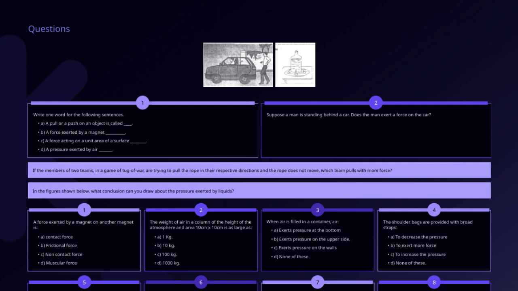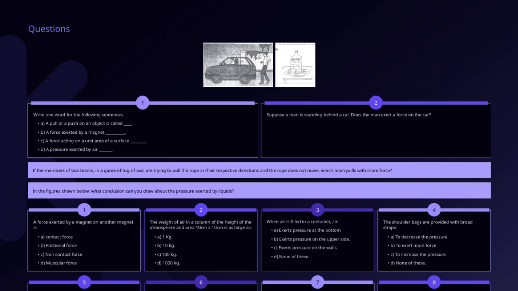The scientist who invented a pump to extract air from a vessel was Robert Boyle, who contributed significantly to our understanding of pressure and vacuum. For measuring pressure in fluids, we use a device called a manometer. Pressure in solids depends on the force applied and the area over which the force is distributed.